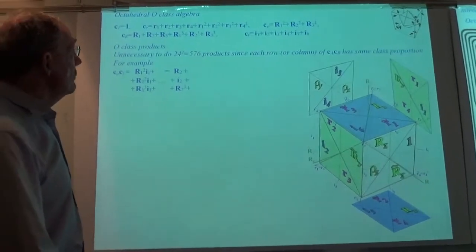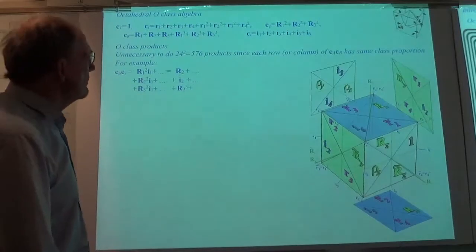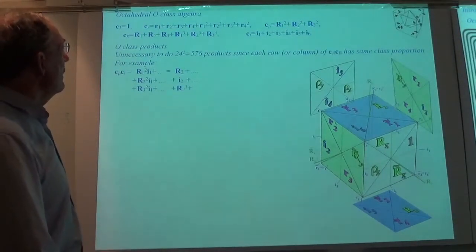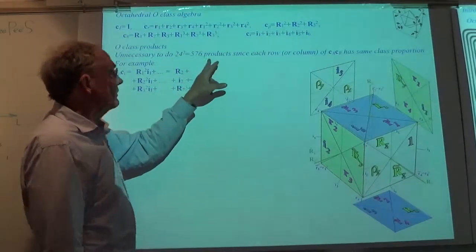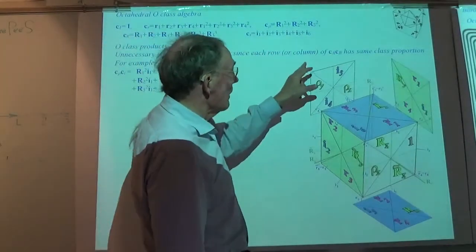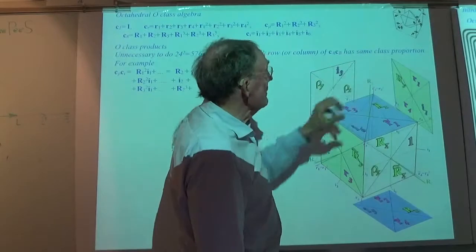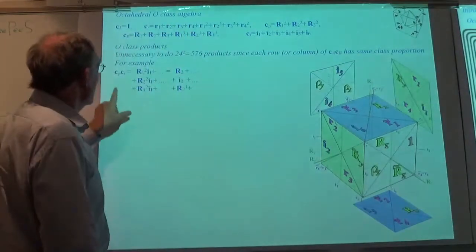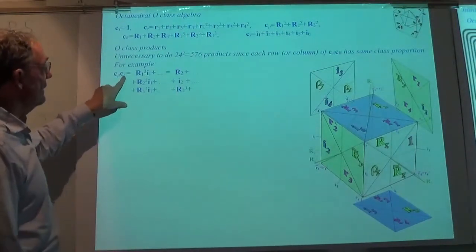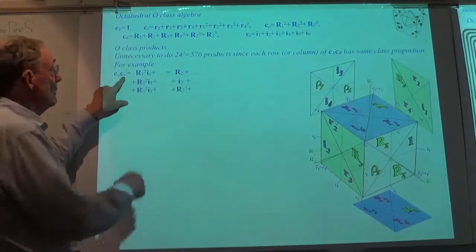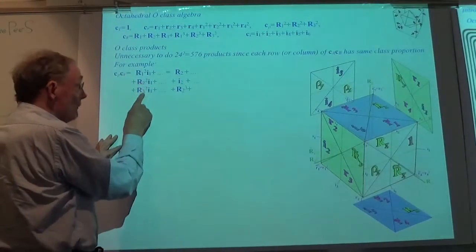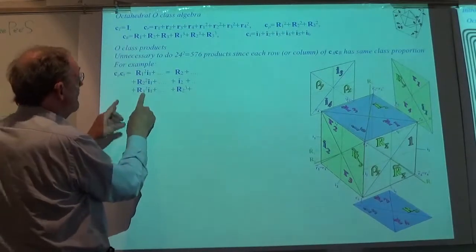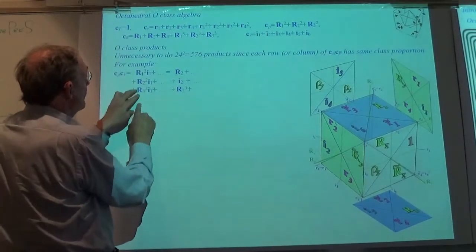Now, at first you would say, I don't want to do that whole group table. And if you said that, you could get away with it. It's unnecessary to do 24 squared, 576 products, since each row or column of a class has the same class proportion. For example, C row CI in this character table would be giving us the C row, which is R1, R2, big R, 1, 2, and 3, multiplied by, say, the class of CI.